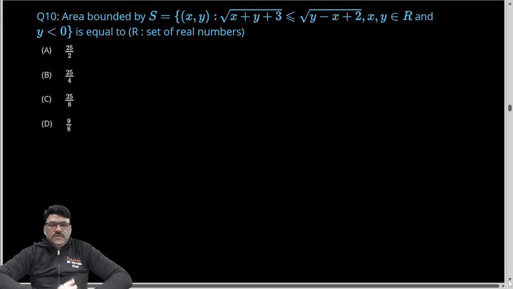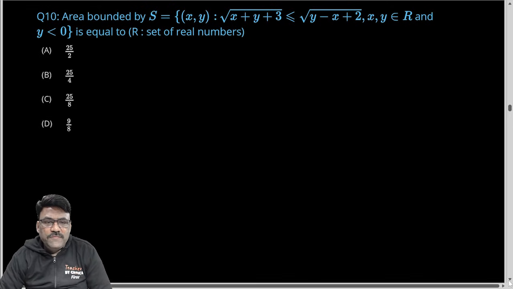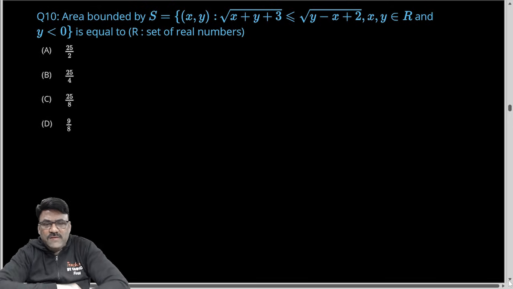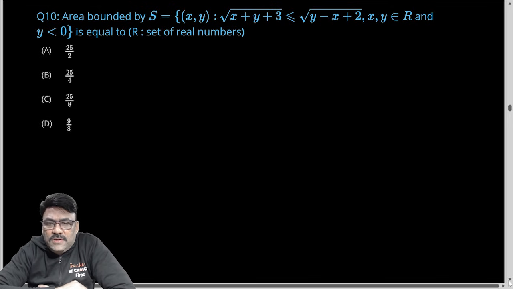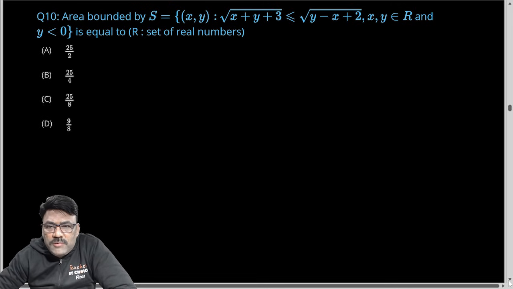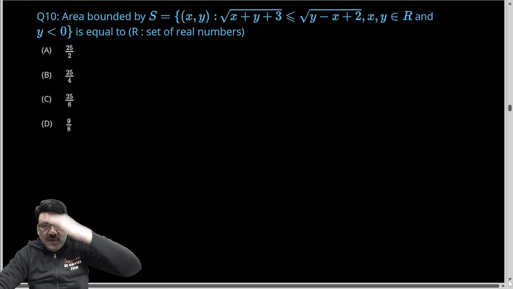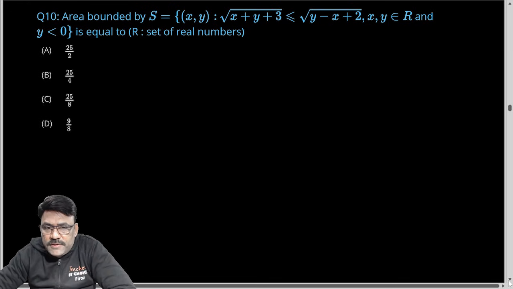Okay, let's see this question. This is based on area. You have to find the area of the region S. S contains the points x comma y satisfying this inequality containing these two roots. And one more extra piece of information is given here, that y is less than 0. Means you are taking the area below the x-axis only, right?